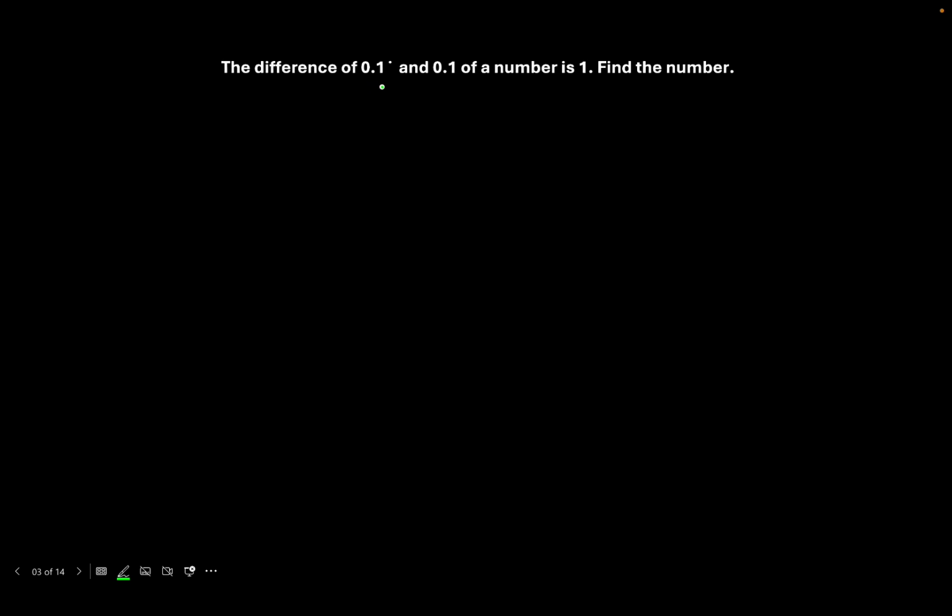The difference of 0.1 recurring and 0.1 of a number is 1. Find the number. So it's a very simple problem, but there is a small trick. So it's 0.1 recurring and it's 0.1. We know that 0.1 is 1 by 10. We know this, but this one, it's not 1 by 10.